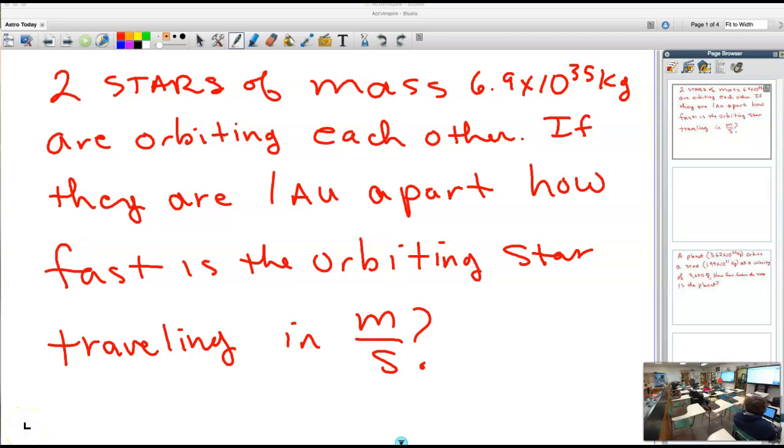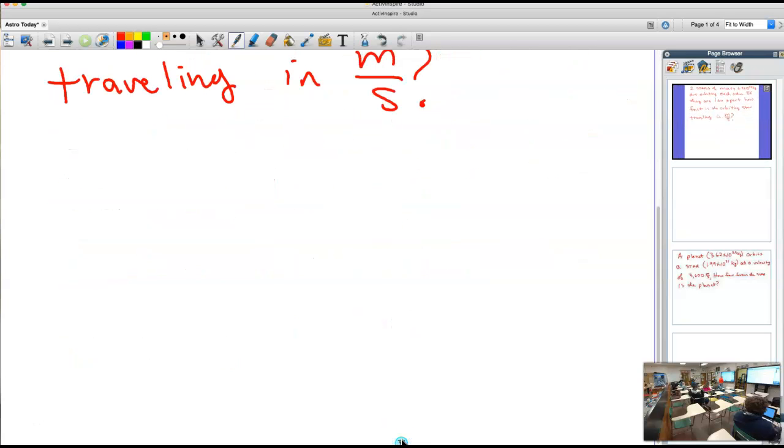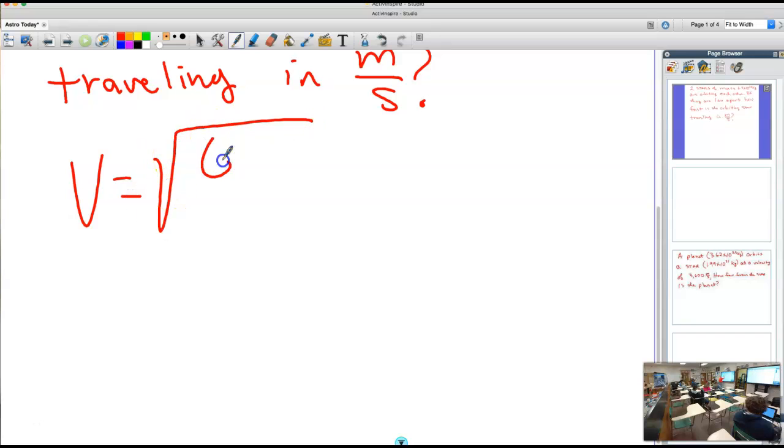Okay, how do we do it? What's our formula? V equals the square root of G times M over R. Oh, we left out the square root. But the problem is, we don't want V, right? Which one do we want? What are we looking for? Meters per second. Didn't they give us meters per second?